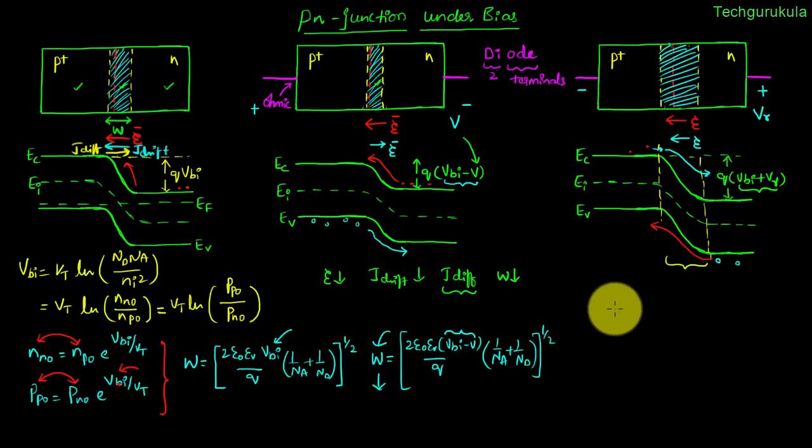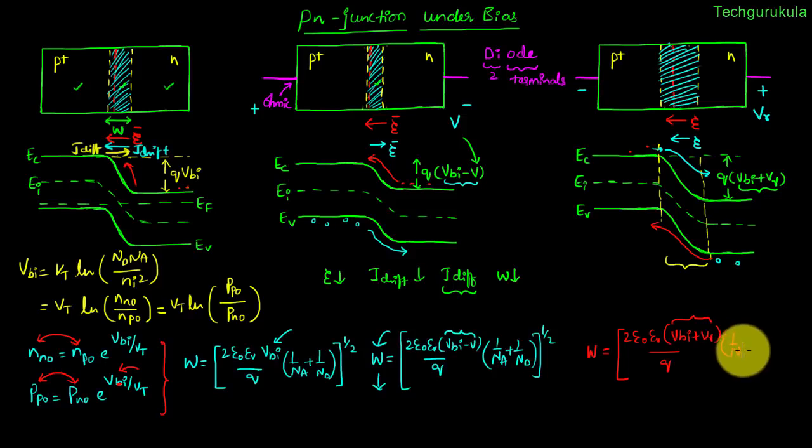positive at N side. But now in terms of the depletion width, we can see clearly that depletion width has increased. So let me compare this with respect to the other two cases we considered. Depletion width would be (2 epsilon naught epsilon r times (VBI plus VR), this is the voltage across the depletion region) over Q times (1 by Na plus 1 by Nd), whole power half. So it tells that as VBI plus VR is higher than VBI or VBI minus V, the depletion width would be higher in this case.